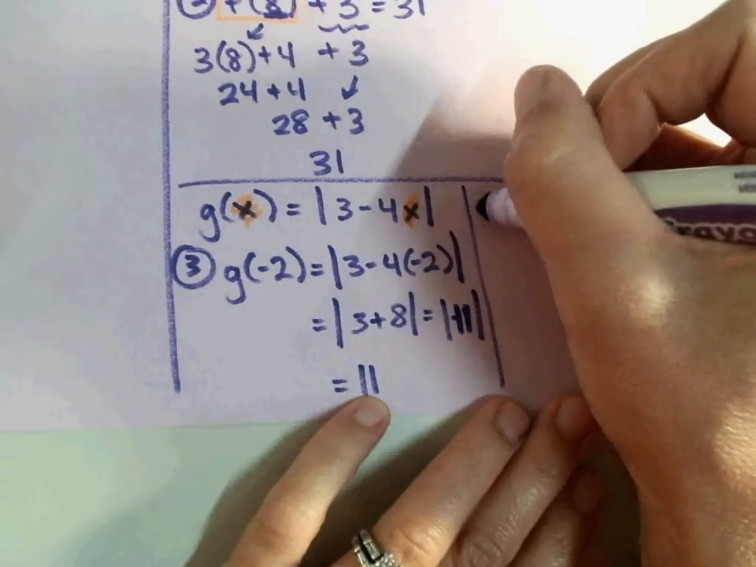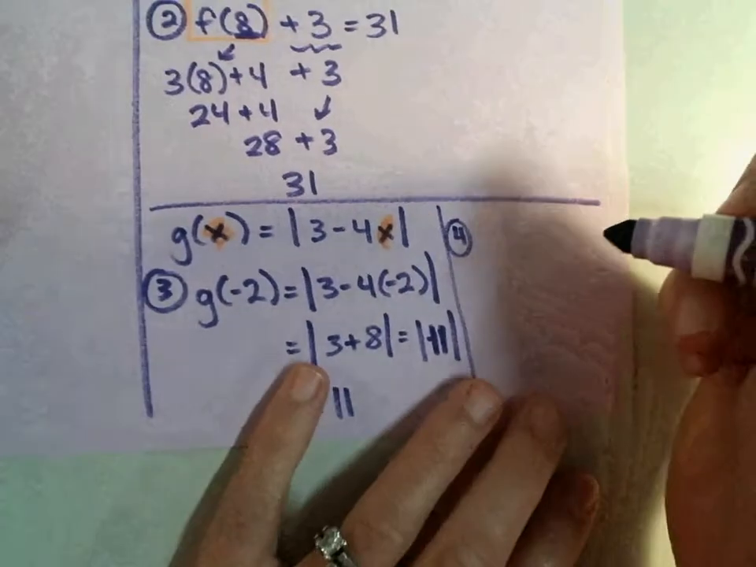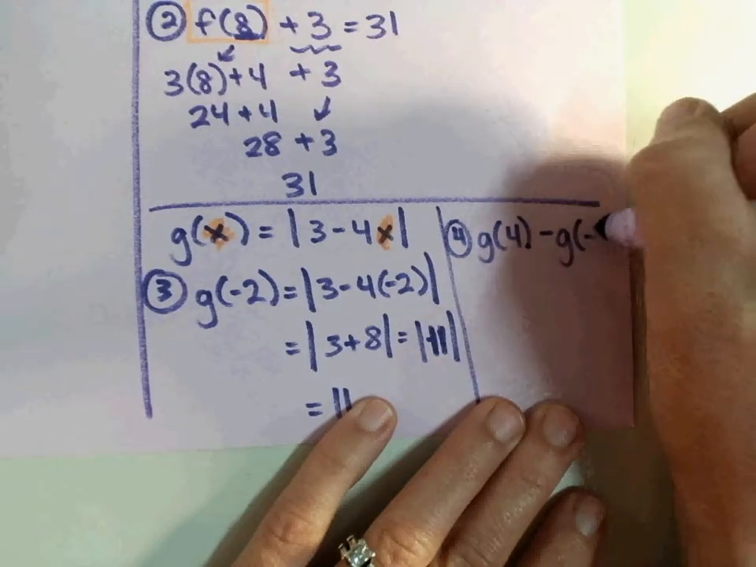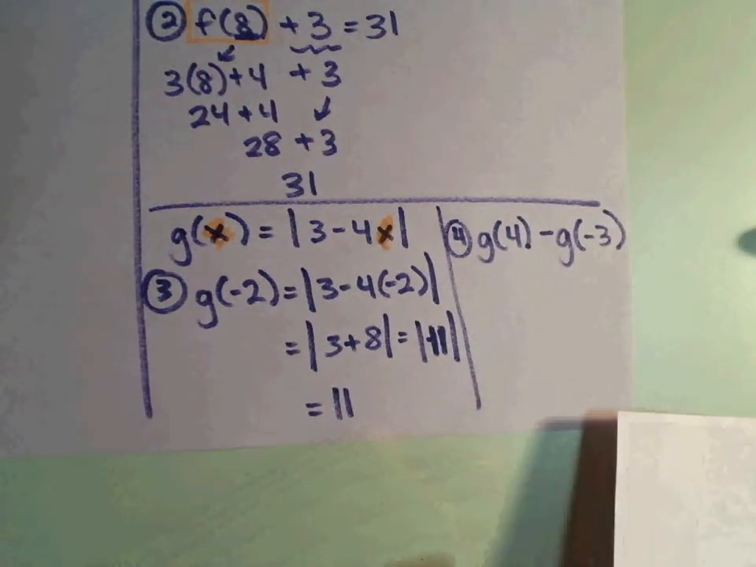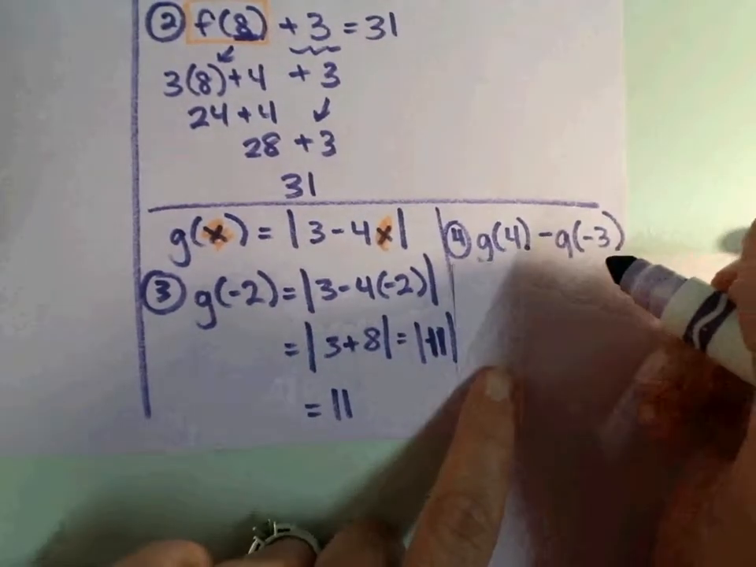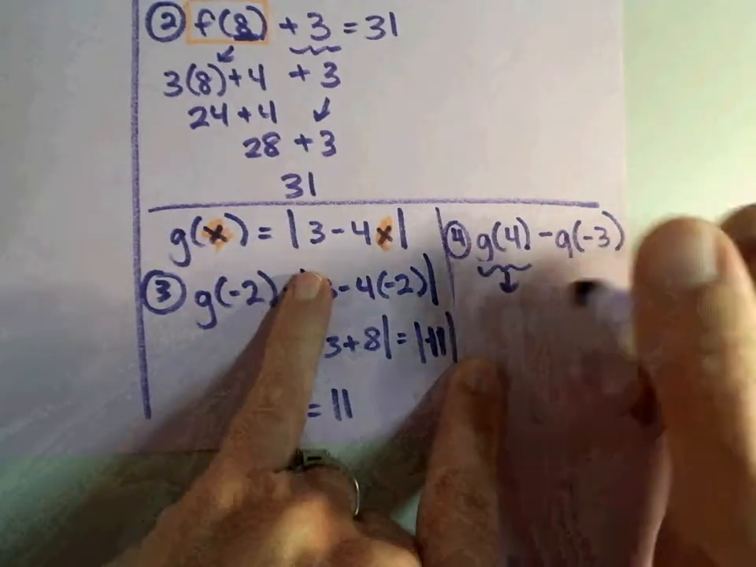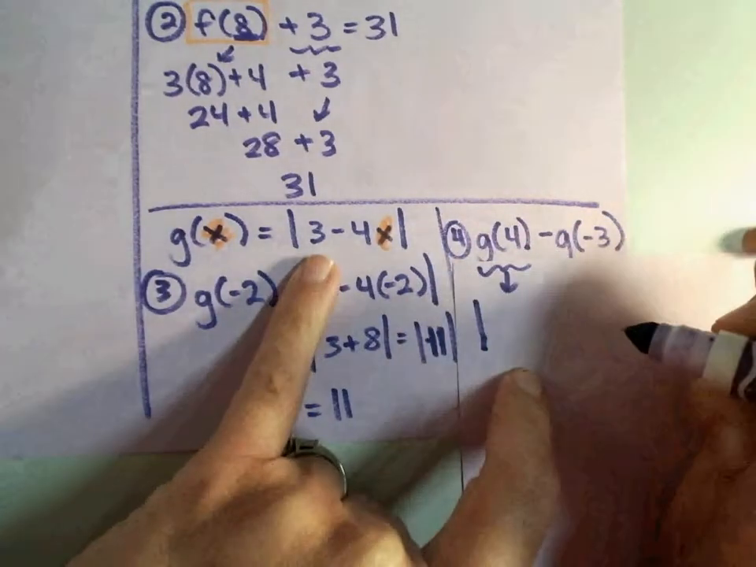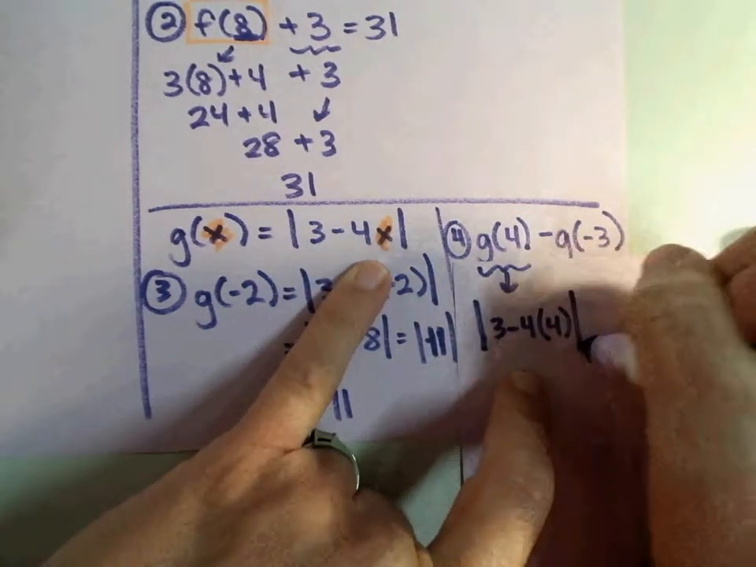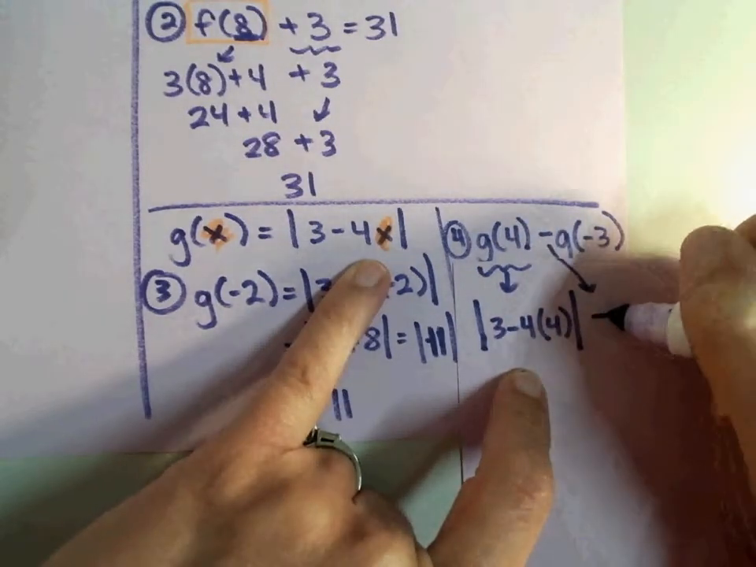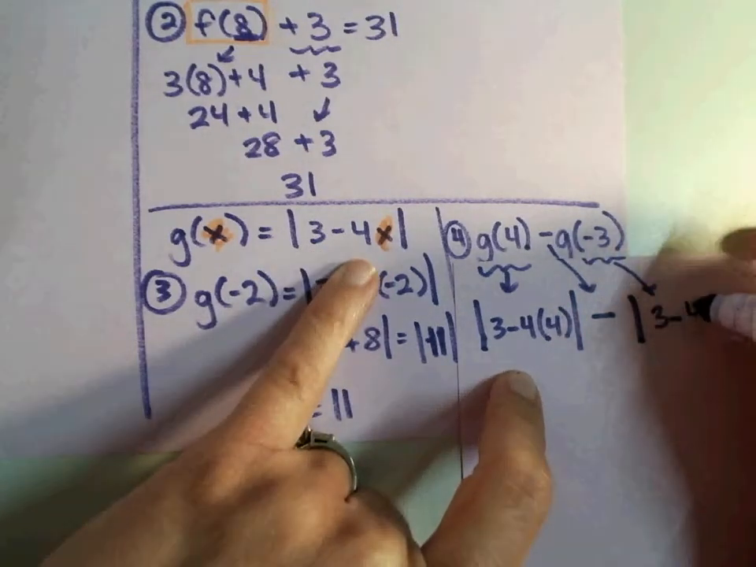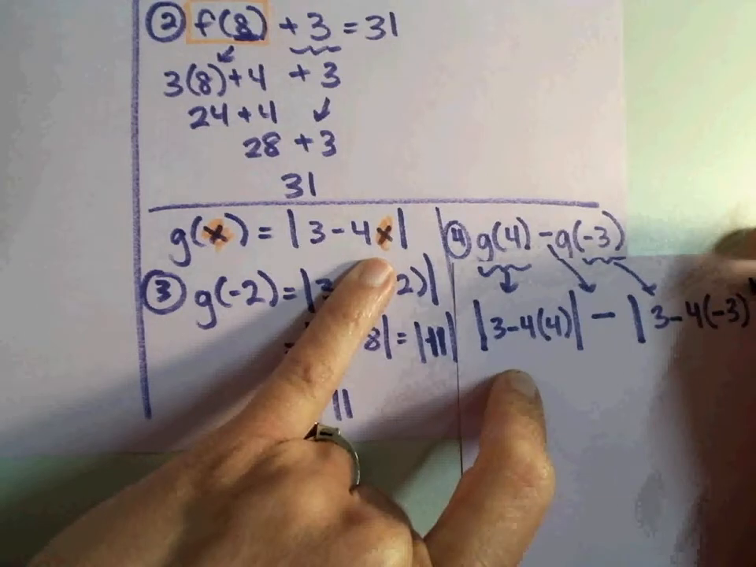Okay, so next to that I have room for number 4. Let's try g of 4 minus g of negative 3. G of 4 minus g of negative 3. And I'm going to add on to my paper here. All right, so g of 4, we're going to evaluate this one first. So that means it's the absolute value, putting a 4 in for all the x's in here. 3 minus 4 times 4. Then minus g of negative 3. G of negative 3 would be the absolute value of 3 minus 4 times negative 3.